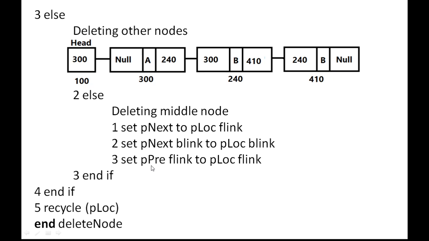And then we say p pre of forward link to p location of forward link. So p pre is previous node of p location, and its forward link is assigned with the p location forward link, which means 410. So 410 will be copied here, and obviously we would have deleted this particular node and connected the last node with this node. So these are the various delete options we have for the deletion of the nodes.